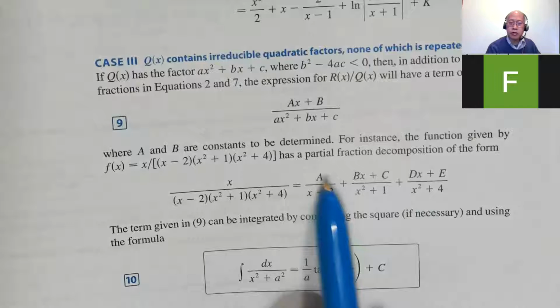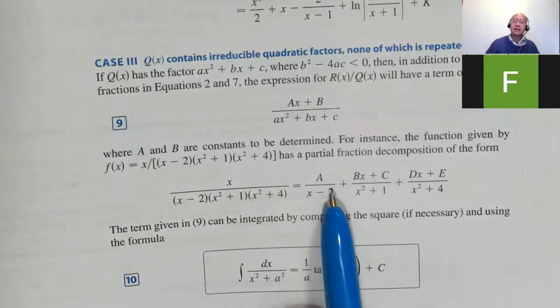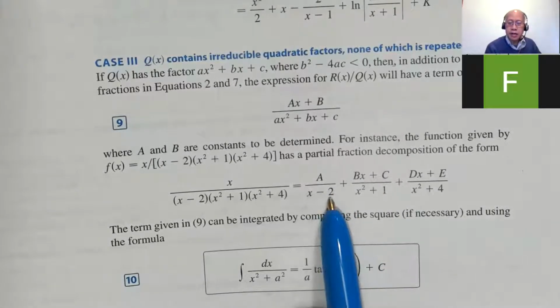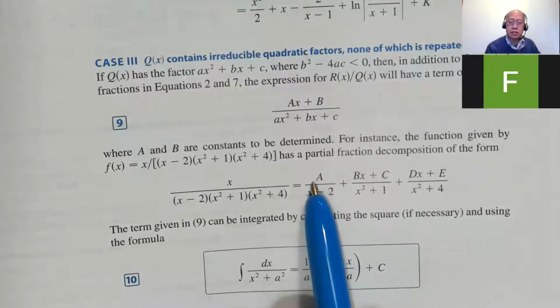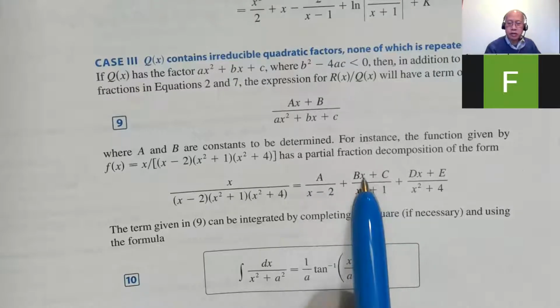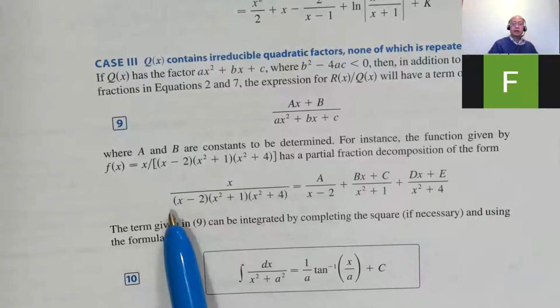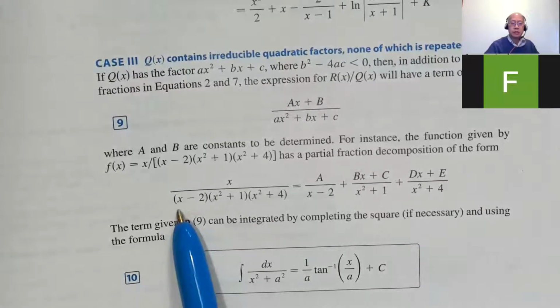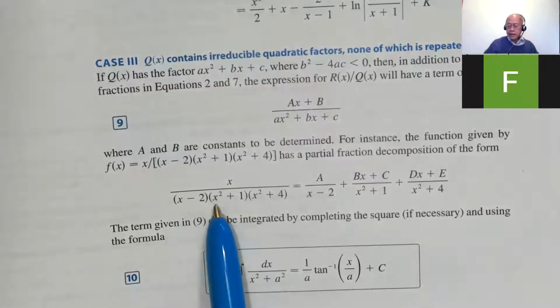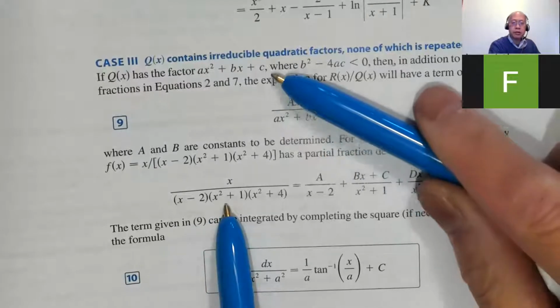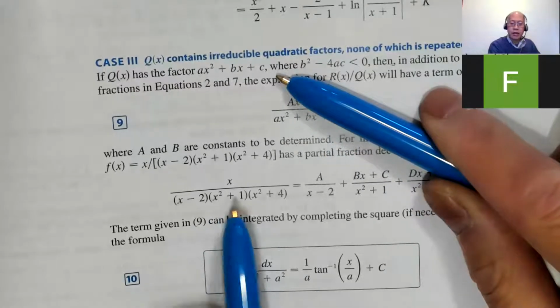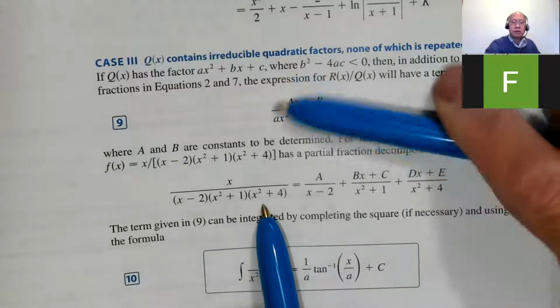So in general, the numerator is 1 degree less than the denominator. So this is first degree, so I make this 0 degree, which means a constant. This is second degree, make this first degree. This is second degree, make this first degree. See that? Okay, so one more time, x minus 2, linear. X squared plus 1, irreducible quadratic. I cannot break it down. X squared plus 4, irreducible quadratic.